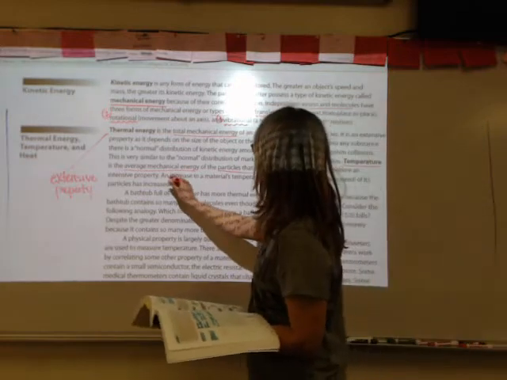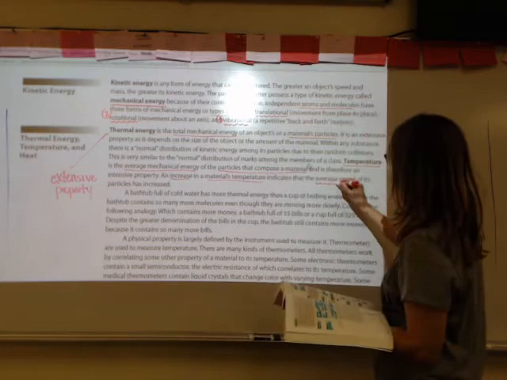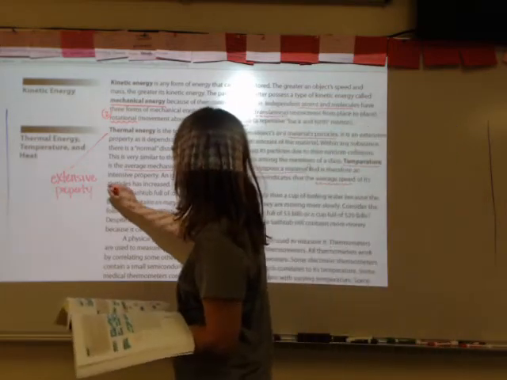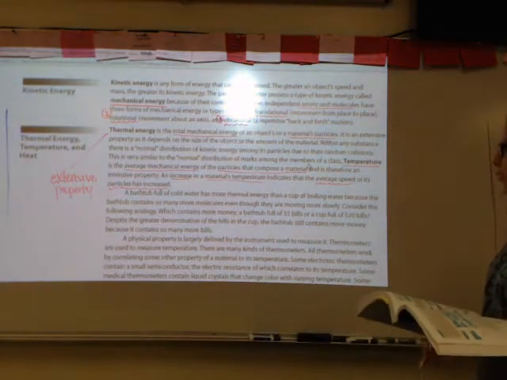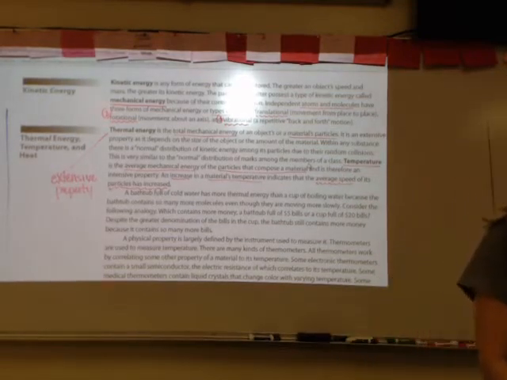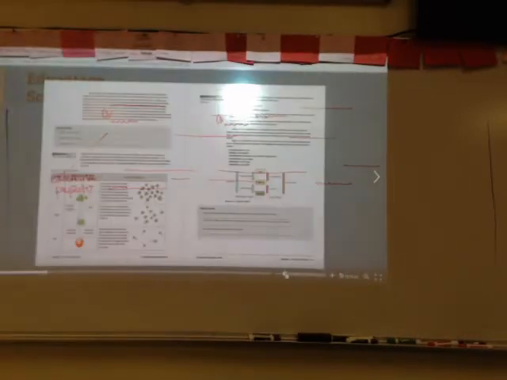And an increase in something's temperature indicates the average speed of the particles has increased. So at higher temperatures, particles have a greater speed. At lower temperatures, particles have a lower speed. Okay, let's move on to the next page where they talk about heat.